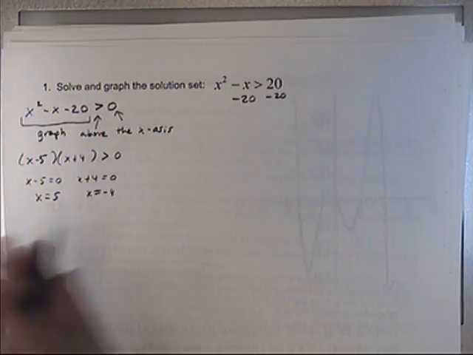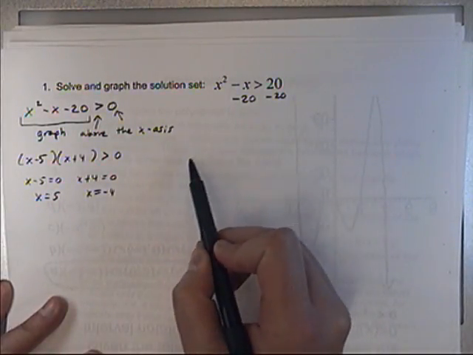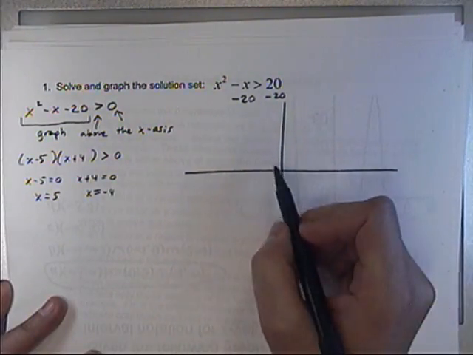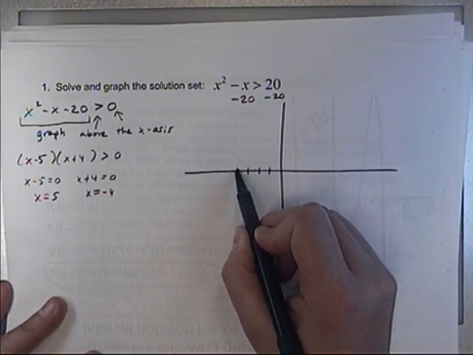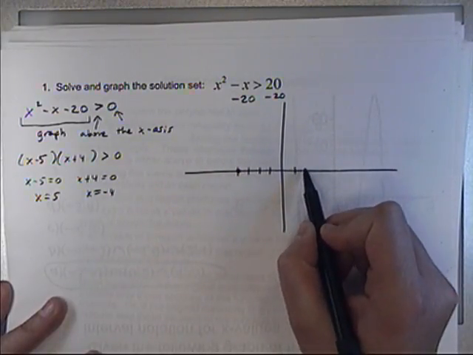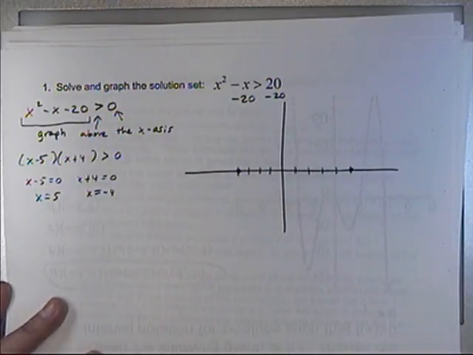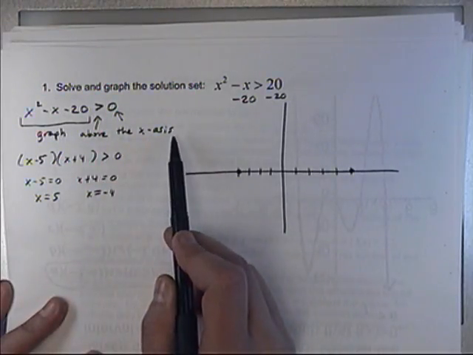So on the x-axis, what I'm going to draw very basically is an x and y axis. Okay, I'm going to draw a -4 on the x-axis. That's one of my main marking points, and positive 5. So again, remember what the question is. Where is this polynomial above the x-axis?